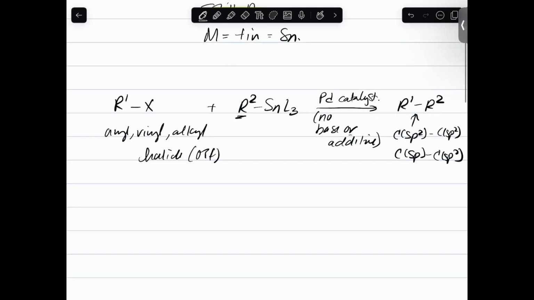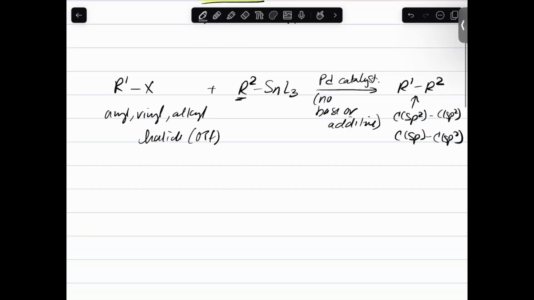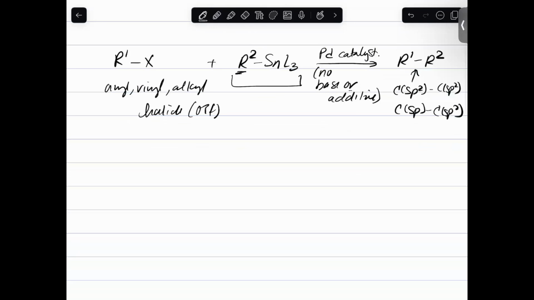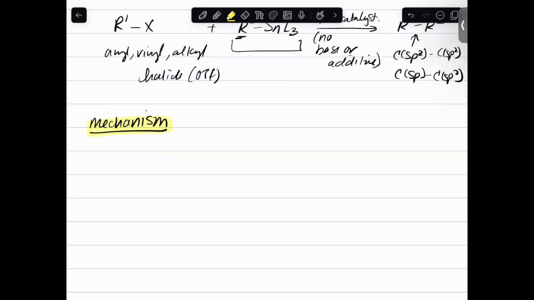Okay. And so the mechanism is pretty straightforward. I'll go into this tin reagent in a second. It's a lot more straightforward than the boron Suzuki reaction. So let me talk about the mechanism first. It's just three steps: oxidative addition, transmetallation, reductive elimination. Again, very similar to the Suzuki reaction. If you start off with your palladium triphenylphosphine, your first step is oxidative addition.